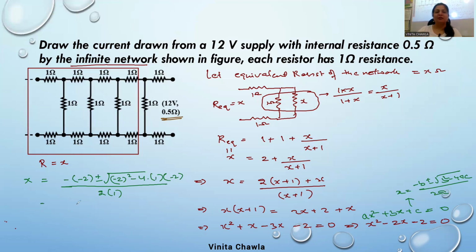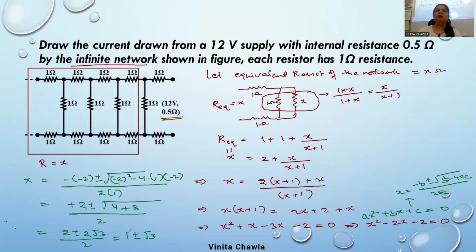Okay, so 2 plus minus under the root of 4 plus 8 upon 2. So it's 2 plus minus root 12. We're getting 12, and root 12 is 2 root 3. So upon 2, we will get 1 plus minus root 3.